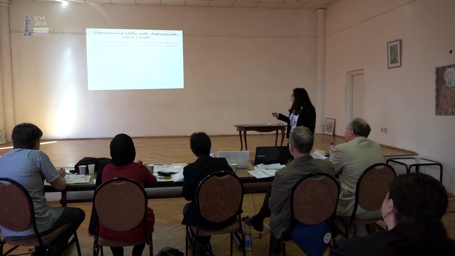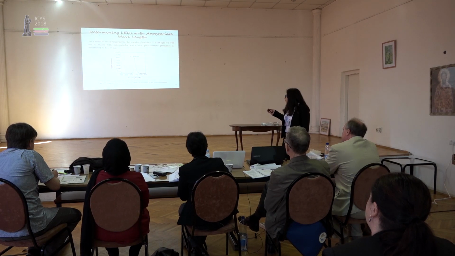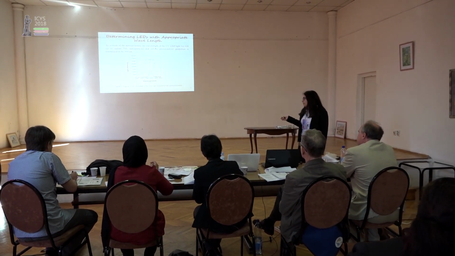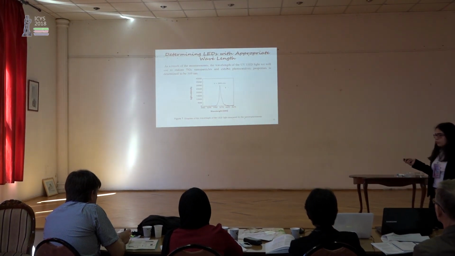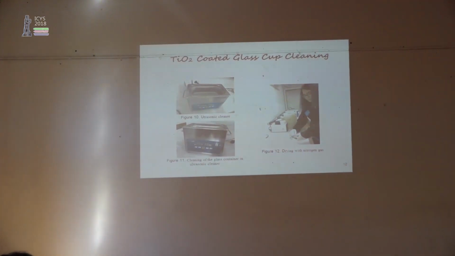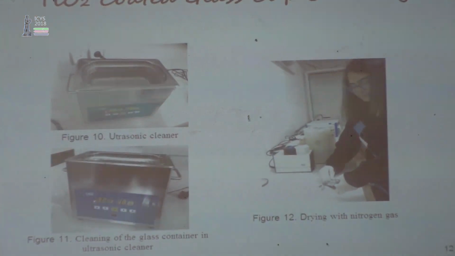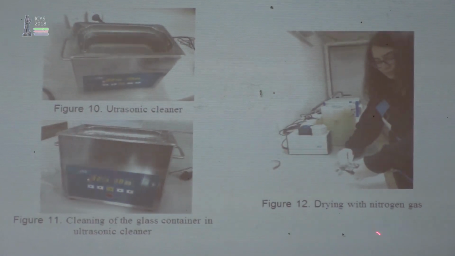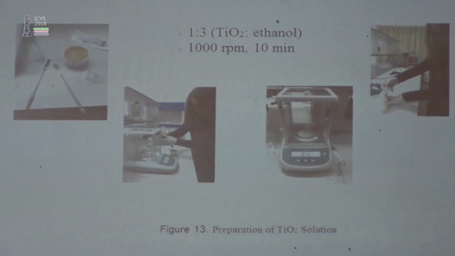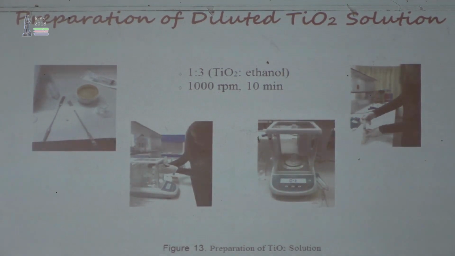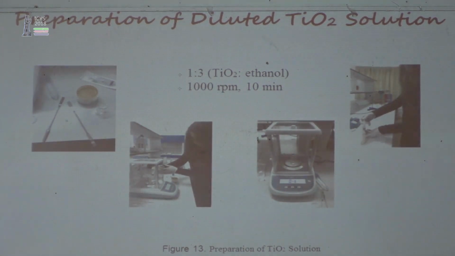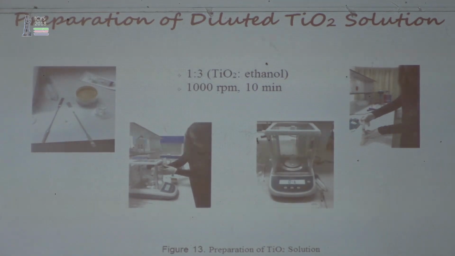As a result of measurements, I saw that the 370 nanometer LED that I bought is 365 nanometers, but it is in the range that I set, so I decided to use it. I sterilized the cup before the coating with an ultrasonic cleaner and dried it with nitrogen gas. To coat titanium dioxide, I used this metal as a solvent and added ethanol to titanium dioxide at a ratio of 1:4:1, mixed with a magnetic stirrer at 1000 RPM for 10 minutes.